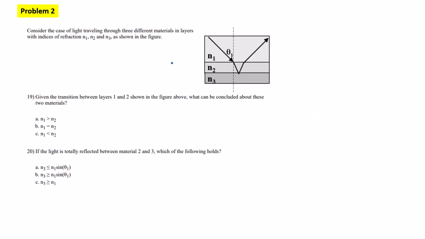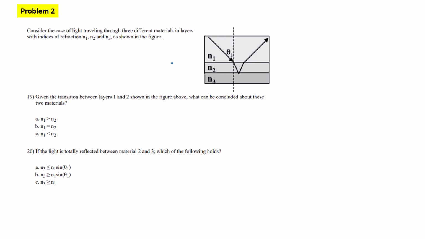Here's problem 2. Consider the case of light traveling through 3 different materials in layers with indices of refraction N1, N2, and N3 as shown in the figure here. All right, first question says, given the transition between layers 1 and 2 shown in the figure above, what can be concluded about these two materials? All right, we're comparing the index of refraction of the top layer and the second layer.